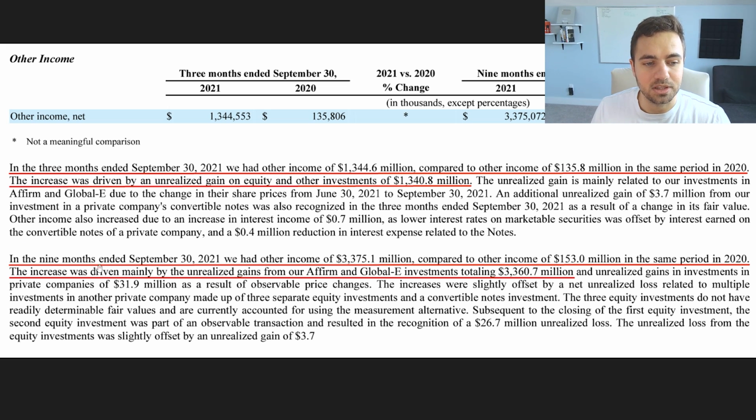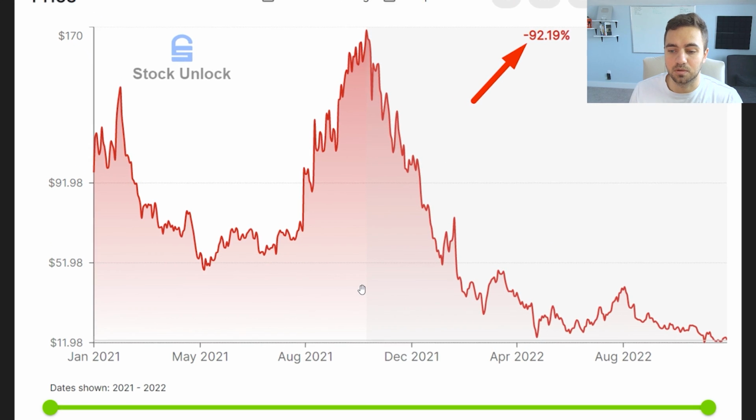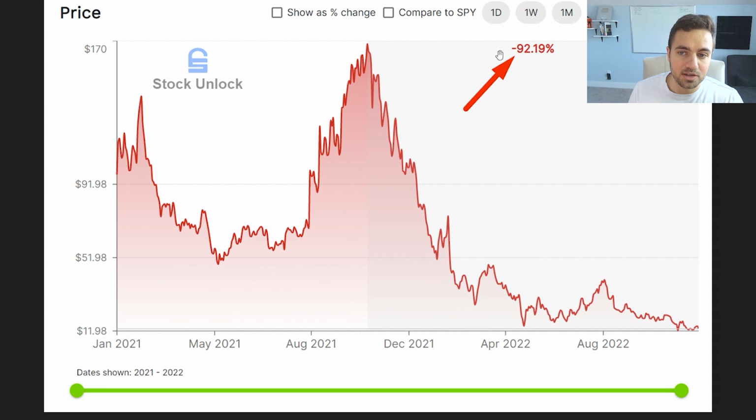Now, again, it says here in the 9 months ended September 30th, 2021, we had other income of $3.375 billion compared to other income of $153 million in 2020. The increase, again, was mainly driven by unrealized gains from Affirm and Global E investments totaling about $3.36 billion. So then I have a screenshot right here of Affirm's price over the past year, and we can see that the stock has dropped 92% over the past year.